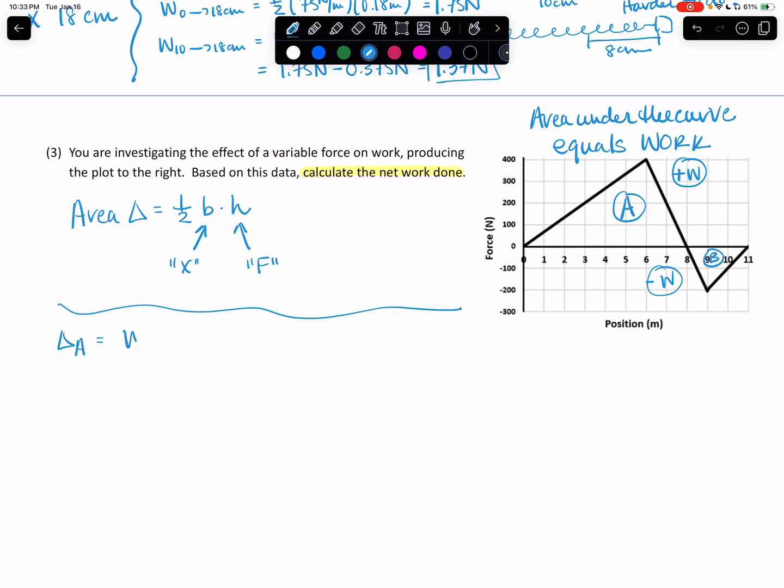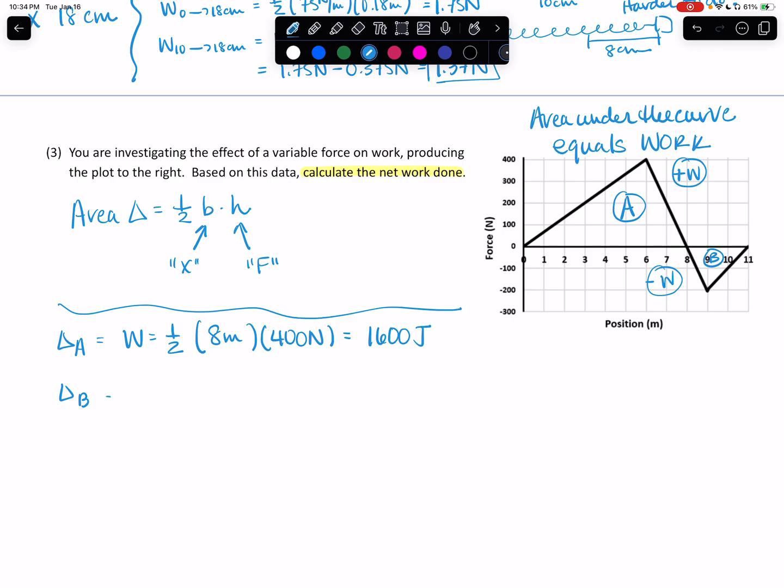All right, so our work is going to be equal to 1/2, and then we go look at the base of this triangle. It goes out to 8 meters. And then we look at our maximum force value. It's 400 newtons. All right, so we're going to have a value here of 1,600 joules. So that's the amount of work that's been done based on this plot for triangle A.